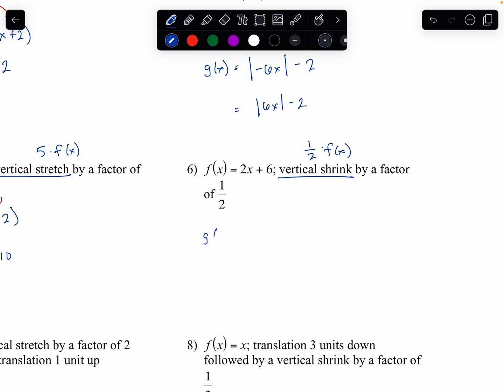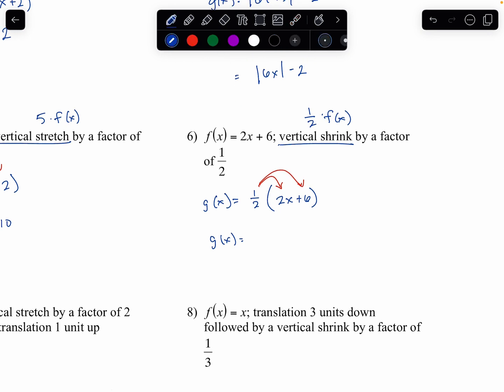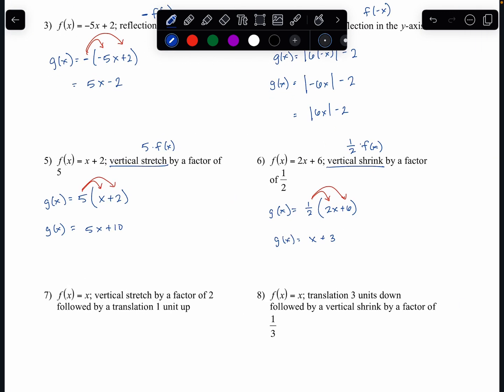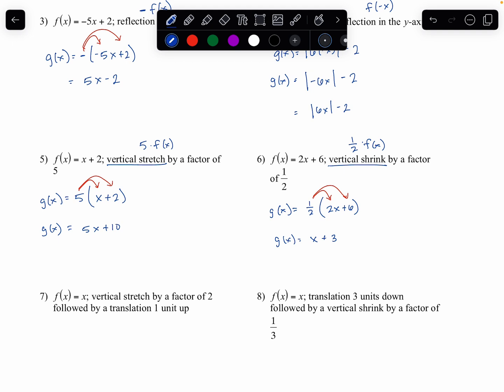So g of x is going to be equal to 1/2 times all the function, which in this case is going to be 2x plus 6. And we're going to distribute the 1/2. So then g of x is going to be equal to, when I multiply 1/2 to 2, that's going to be 1. Those are inverses of each other. And so when I multiply them, they'll just be 1. So it's just going to be x. And then 1/2 times 6 is going to be equal to 3. And there you go. We did a shrink by 1/2.